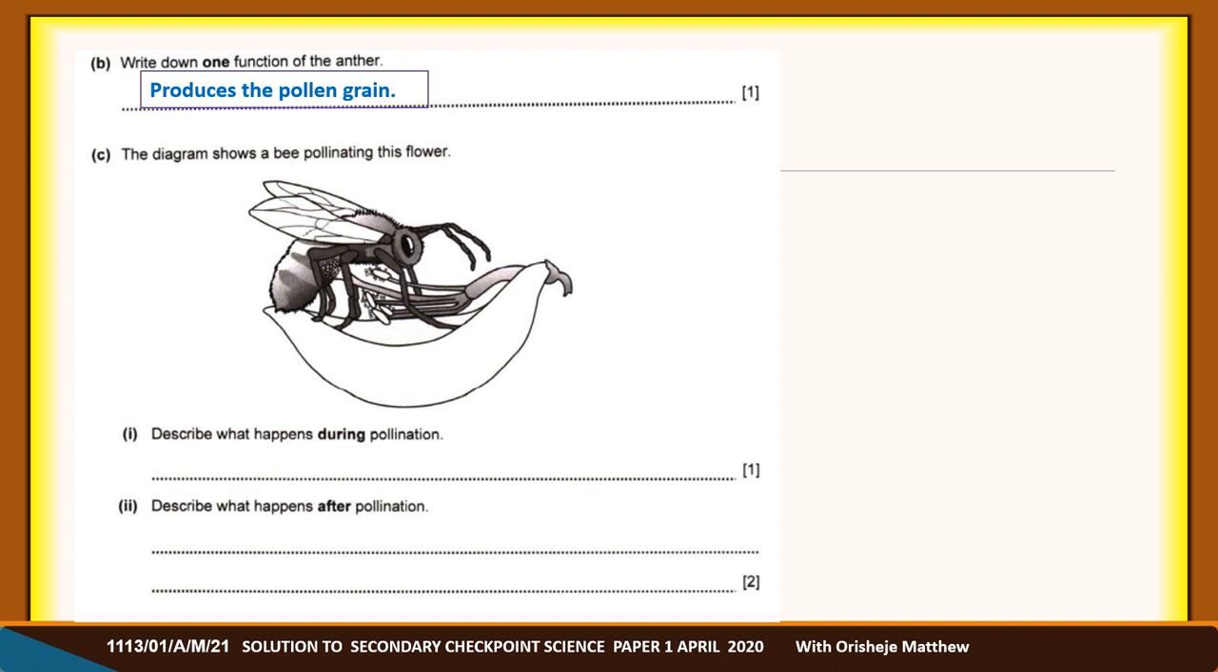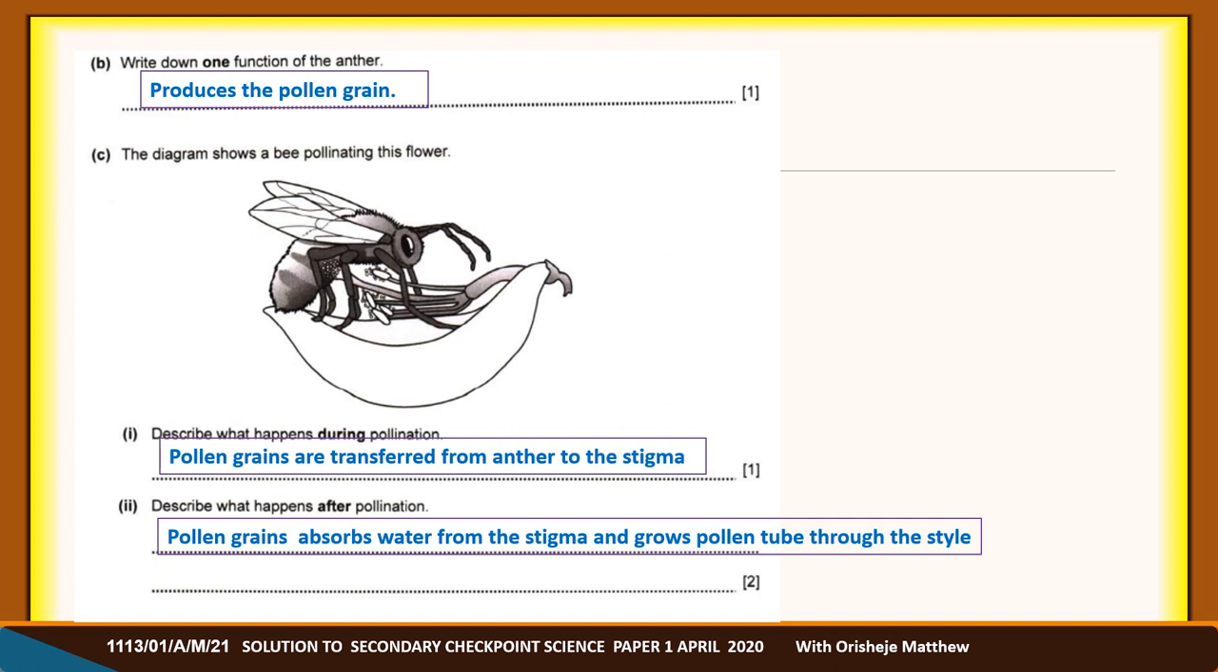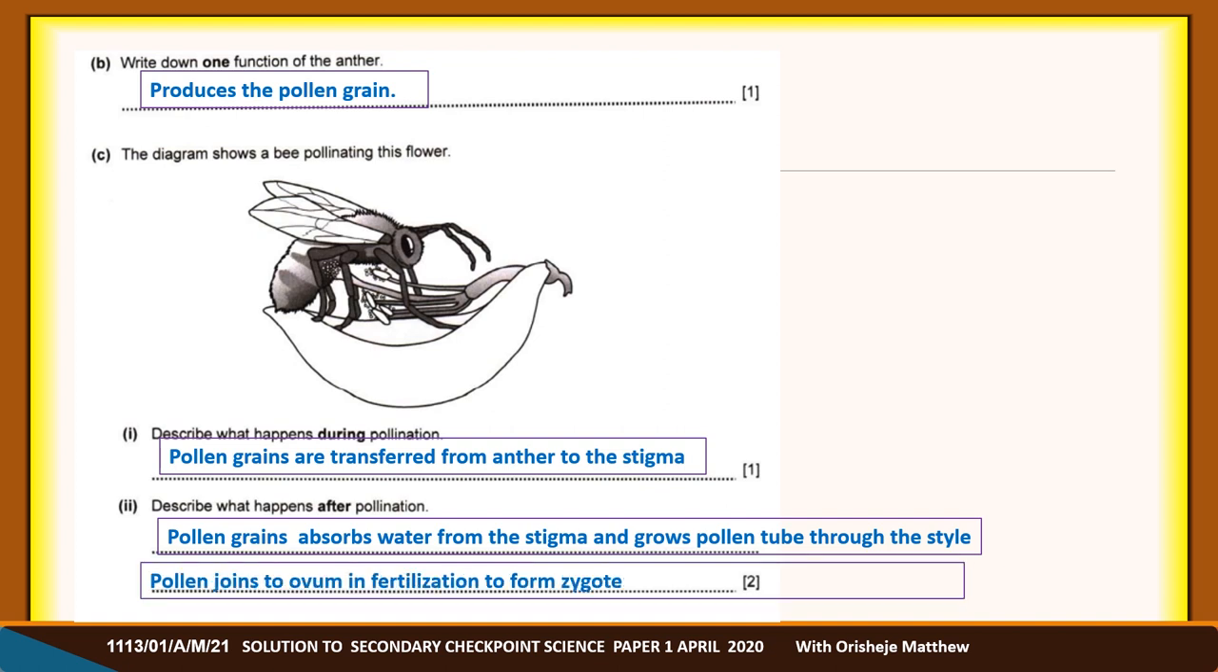Describe what happened during pollination. Pollen grains are transferred from the anther to the stigma. Describe what happened after pollination. Pollen grains absorb water from the stigma and grow a pollen tube through the style. The pollen grain joins to the ovule in fertilization to form a zygote.